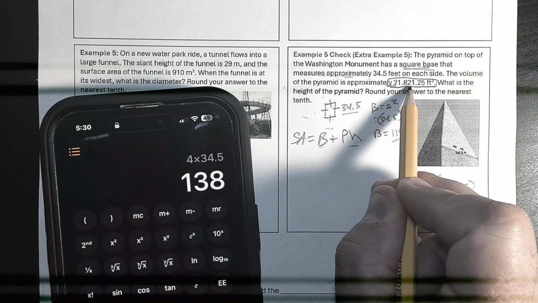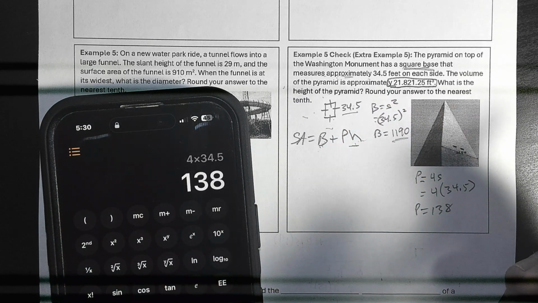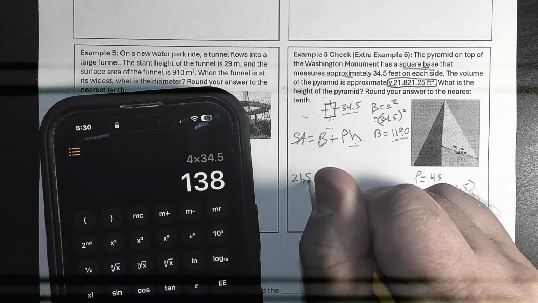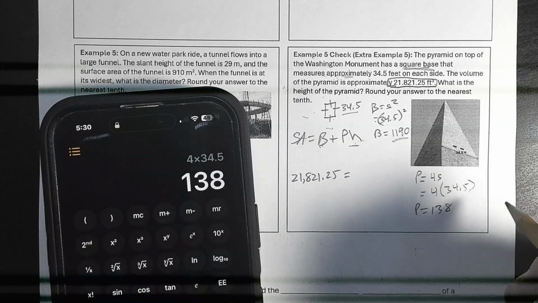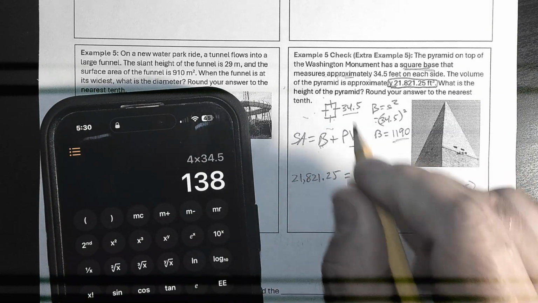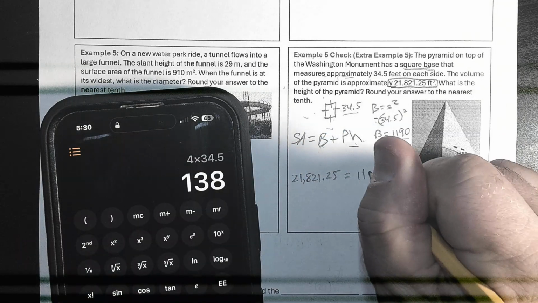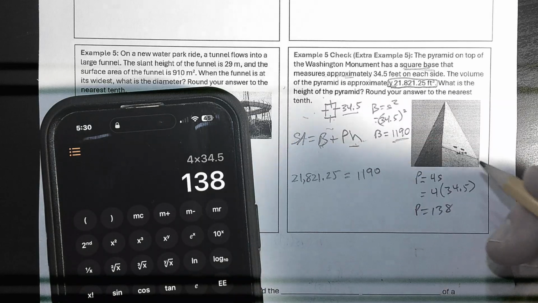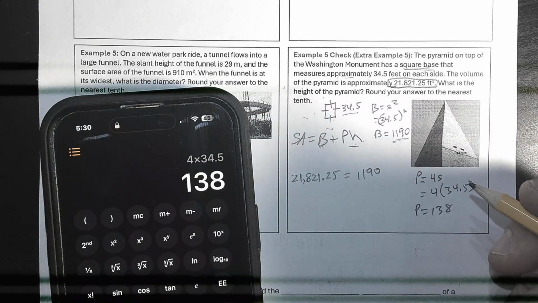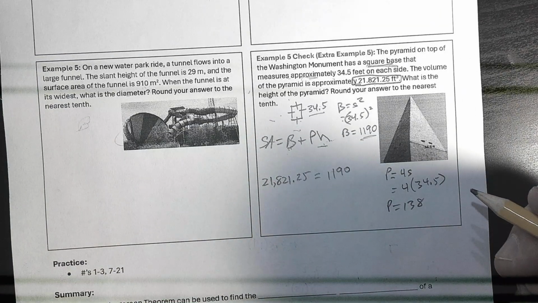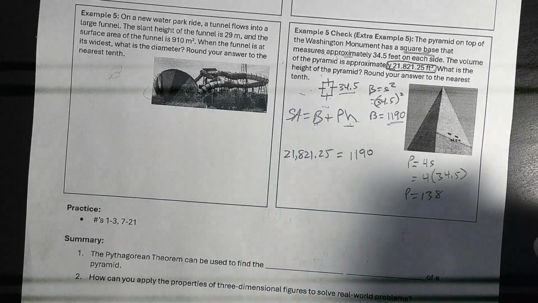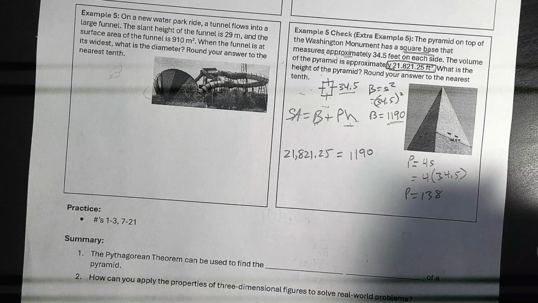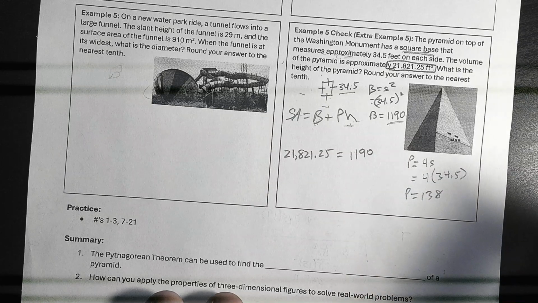So surface area, 21,821.25. So 21,821.25 equals perimeter, base area. So base area is 1190. Just screwed something up. Hold on. The 1/3. What was that? Wait a minute. What? Hold on. Back up. What did I do? Oh, that's the volume, which is 1/3.